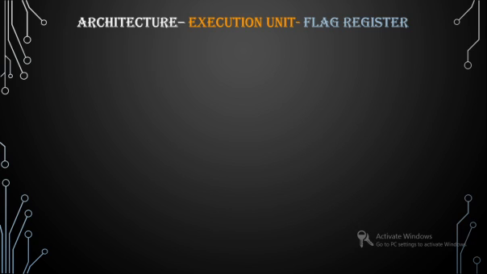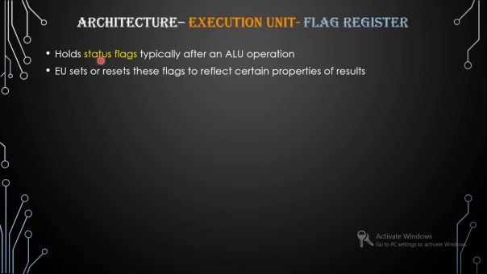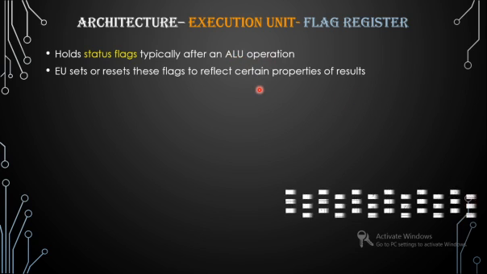Okay, let us discuss the flag register in the execution unit of the 8086 microprocessor. We have already discussed that the flag register consists of 1-bit registers which hold the status of flags after an arithmetic and logic operation. The execution unit can either set or reset these flags based on the results of arithmetic and logic operations.